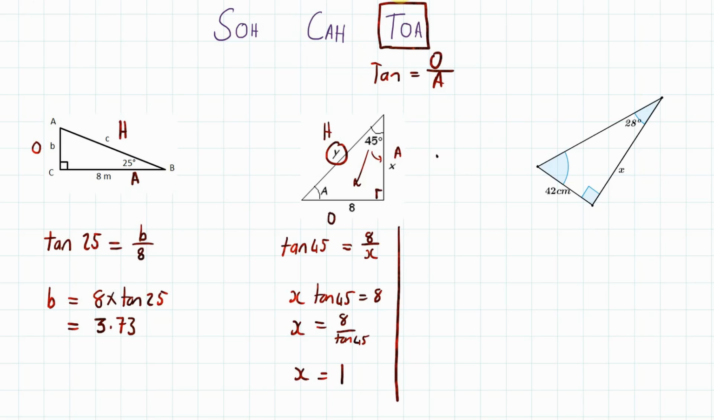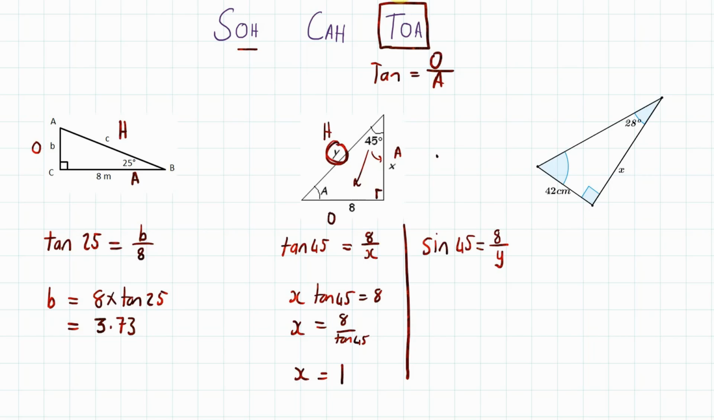Okay, so we've got a hypotenuse, and we know this here is our opposite. So we've got opposite and hypotenuse. So we're going to go sine, because opposite and hypotenuse is sine. So sine 45 equals opposite, which is 8, over the hypotenuse, which you can see here is y.